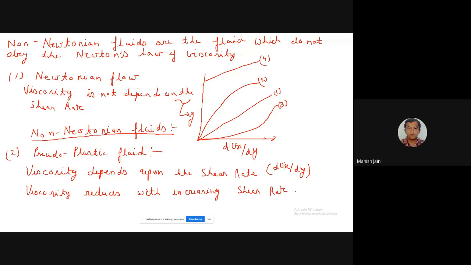Okay, so as you increase the shear rate, the viscosity will reduce. So this is the main point of the pseudoplastic fluid. Now, after the pseudoplastic fluid, you have the third curve, which represents the dilatant fluids.